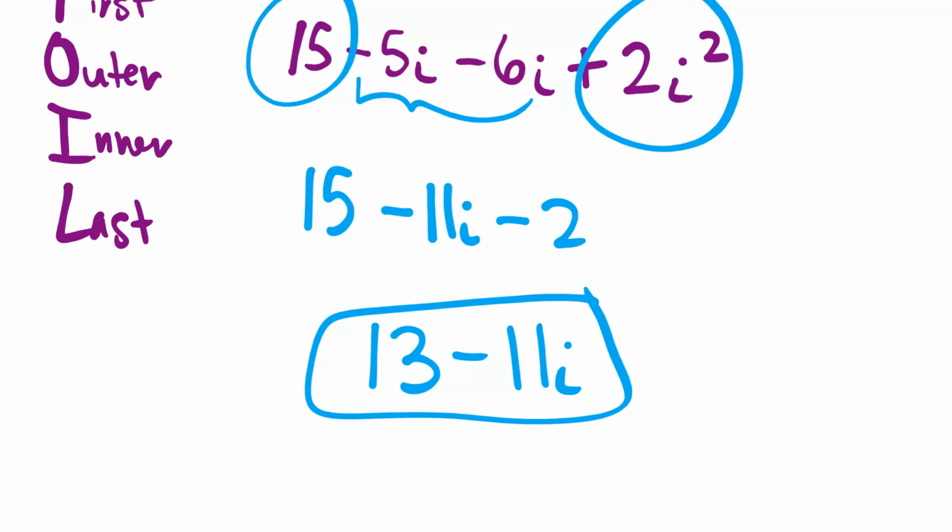So 15 minus 2 is 13. You can only add and subtract real numbers together and imaginaries together.